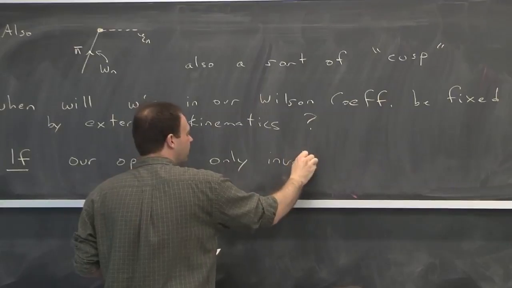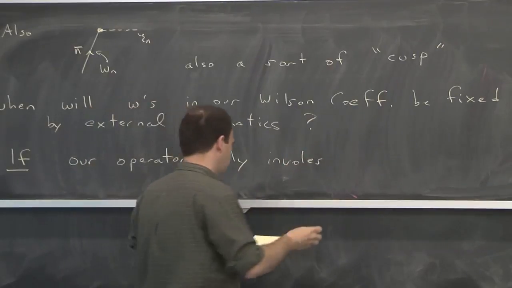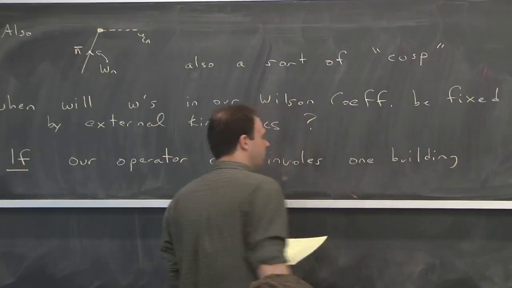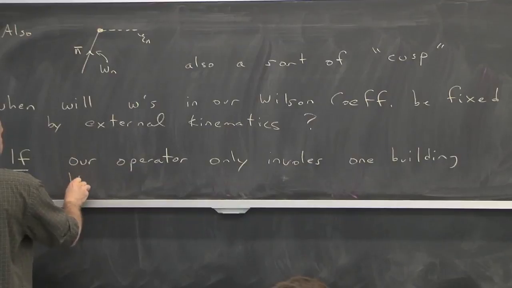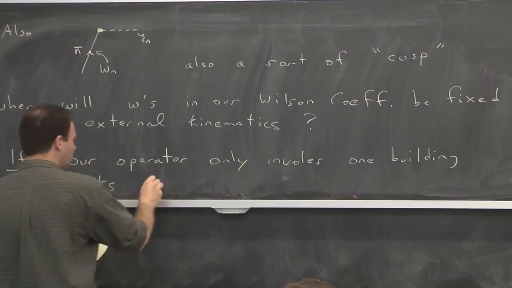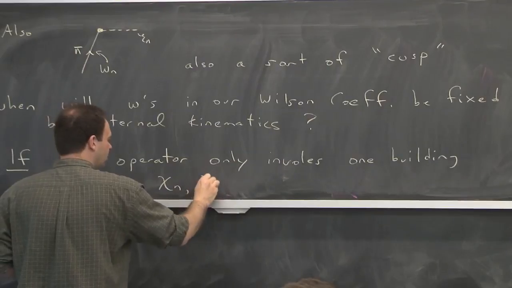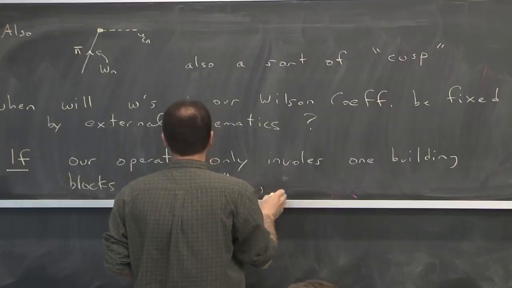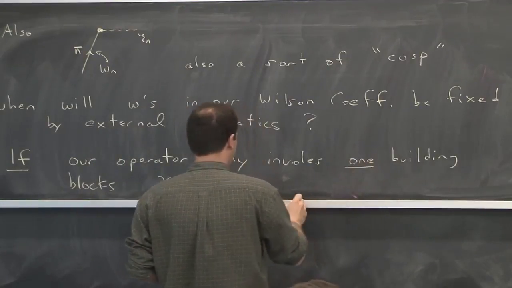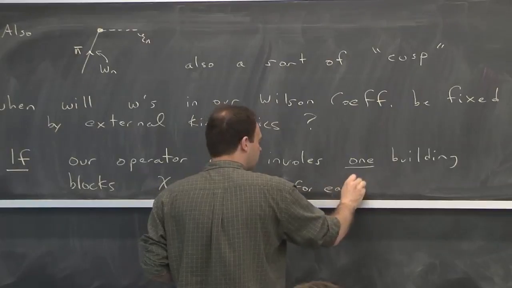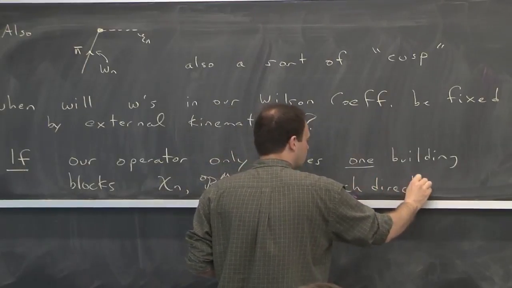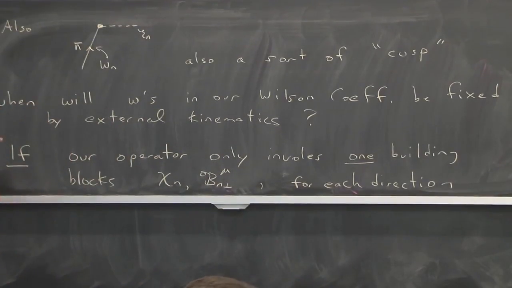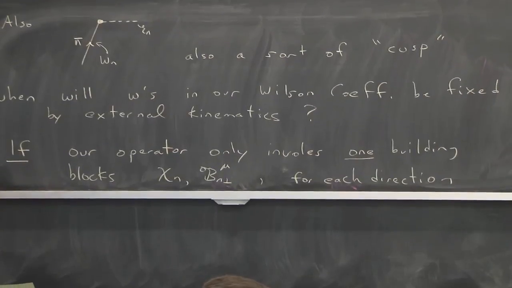So imagine that we had an effective theory SET that had multiple collinear directions. Then we could build operators out of all those different collinear fields, and we would do it with our building blocks, which are chi-n or curly Bn for each n. And if our operator only involves one building block for each direction, then it's going to be the case that the value of those labels or those omegas are always going to be fixed by external kinematics.